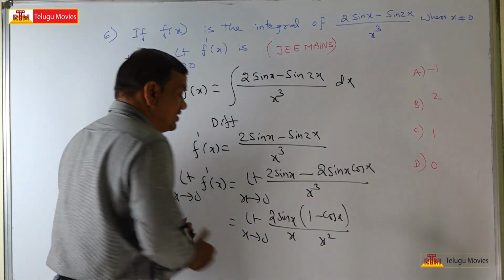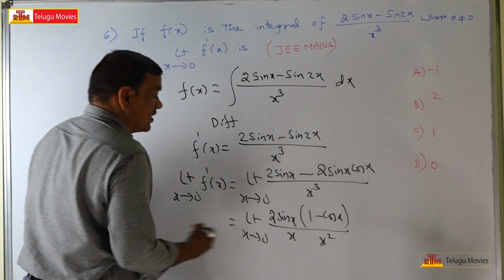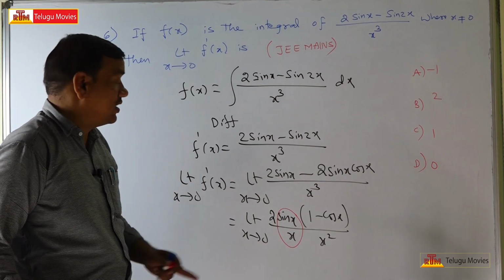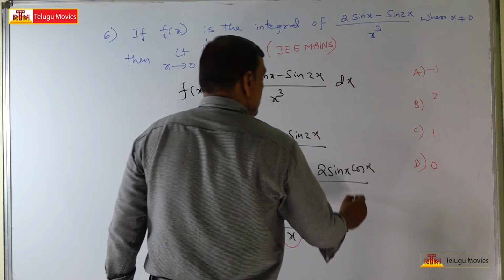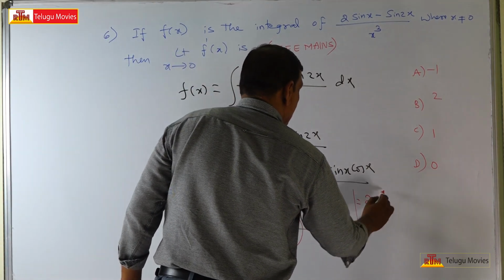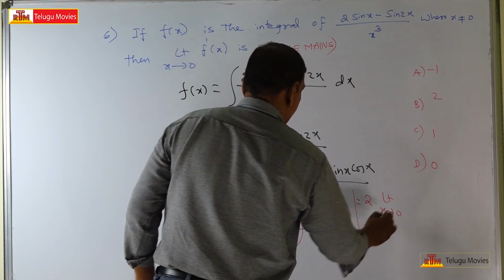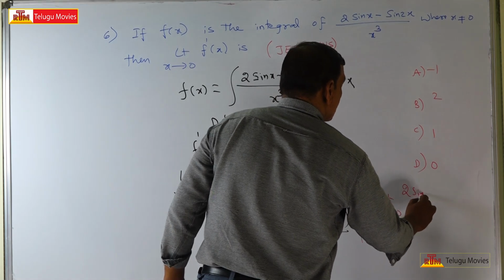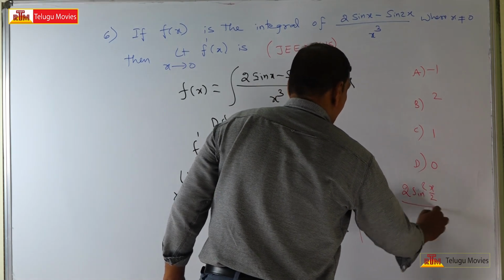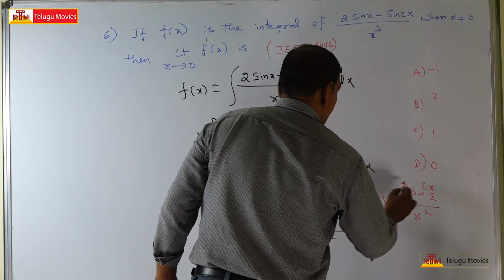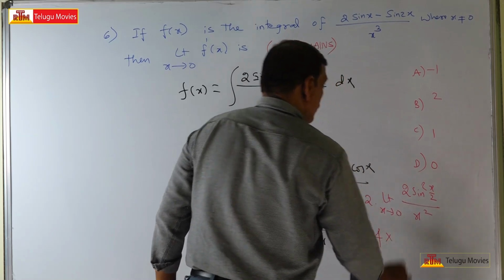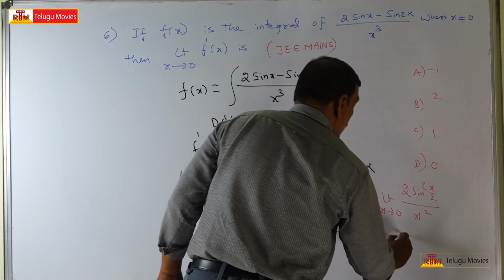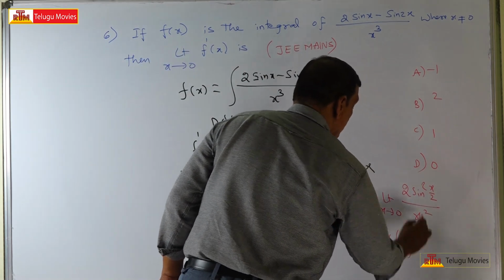Why am I writing it here? Because the limit as x tends to 0 of sin x by x, what is the value? 1. So this becomes 2 times the limit as x tends to 0 of (1 minus cos x), which means 2 sin square x by 2, upon x square. This is equal to 2 twos are 4, into 1 by 2 whole square.